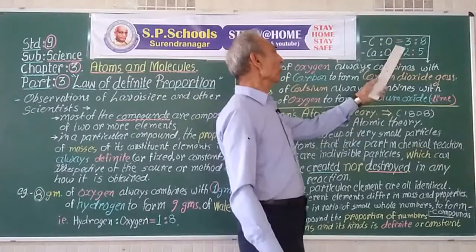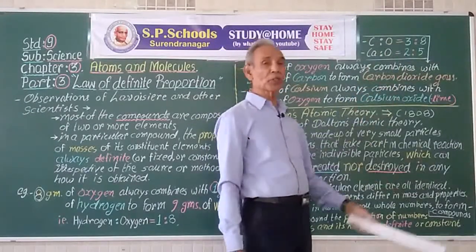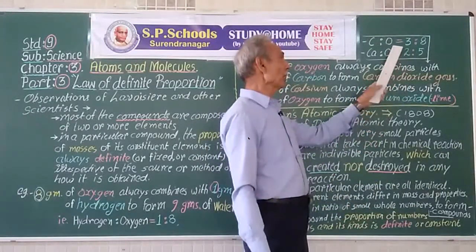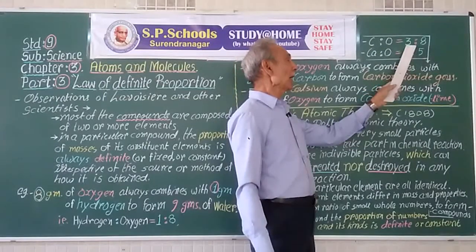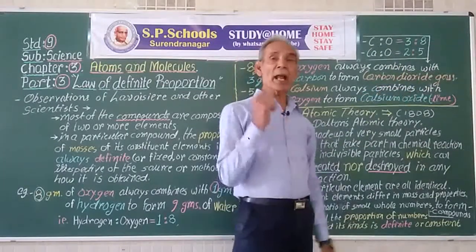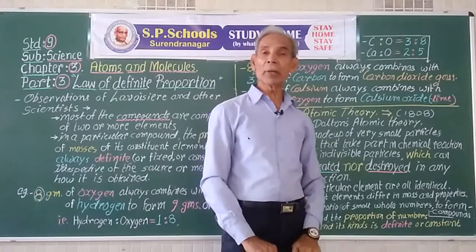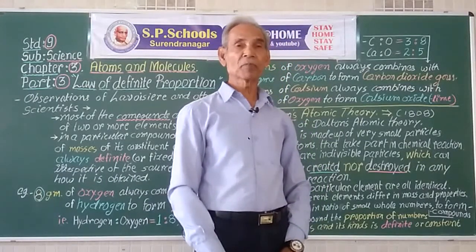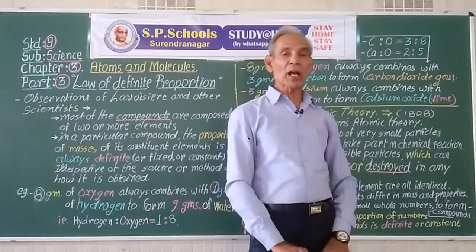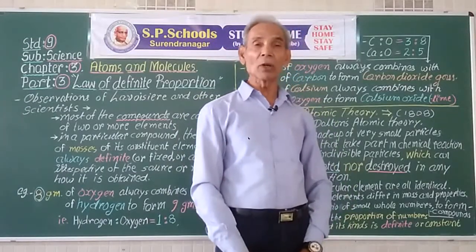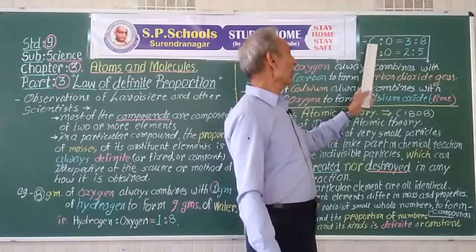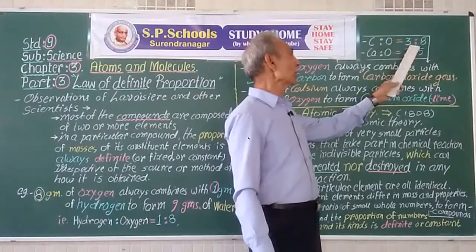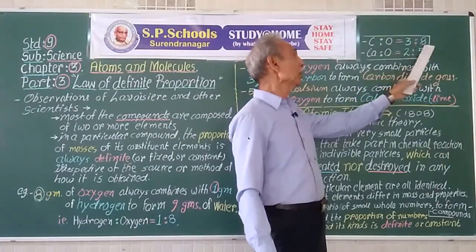So the proportion of carbon to oxygen always remains constant and fixed as 3:8 in any sample of carbon dioxide produced. Suppose you produce carbon dioxide by burning coal, you will get carbon dioxide in the same proportion of carbon to oxygen, 3:8.